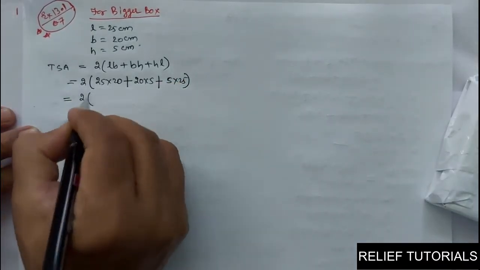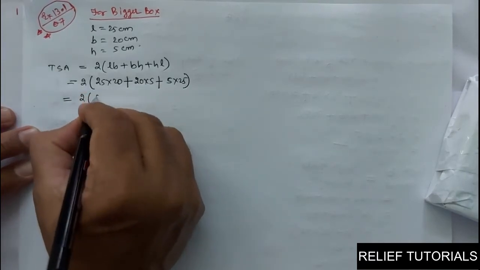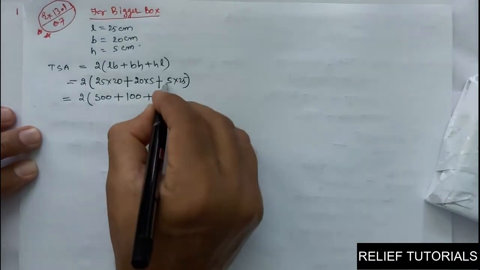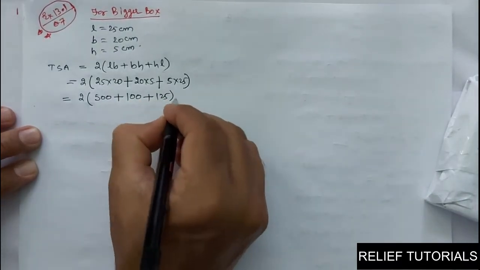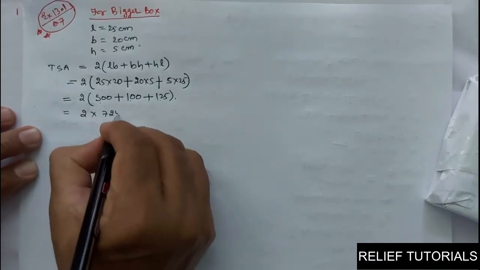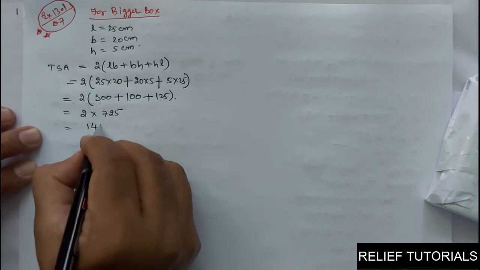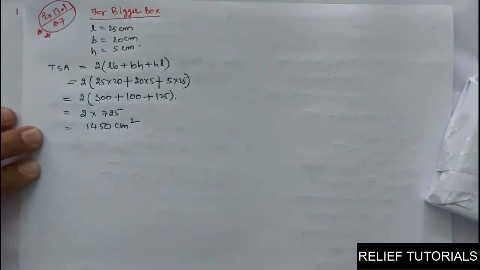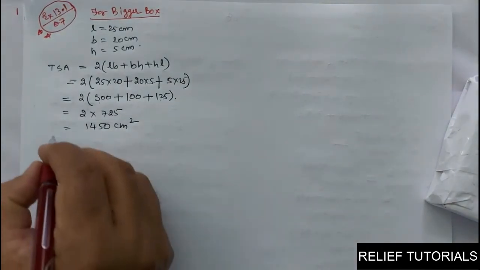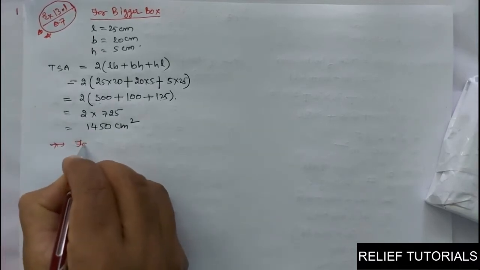So that is equal to 2 into (25 into 20, 25 2s are 50, so 500, plus 25 into 4 is 100, plus 25 into 5 is 125). So 2 into (500 plus 100 plus 125), 725. So that is equal to 1450 centimeter square, the area of one bigger box. This is the area of the bigger box. Now we will find for the smaller box.